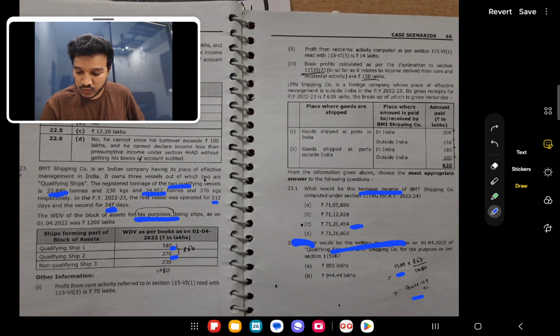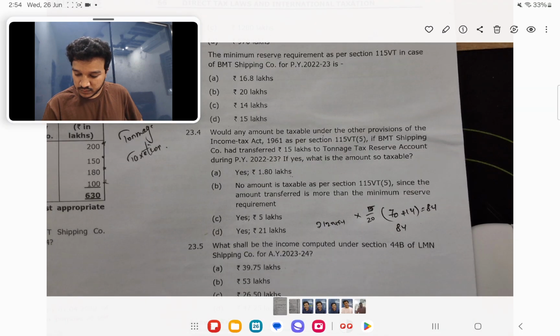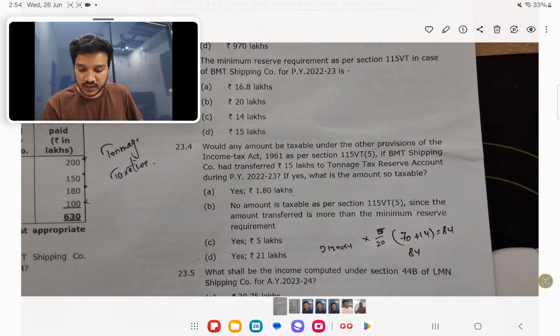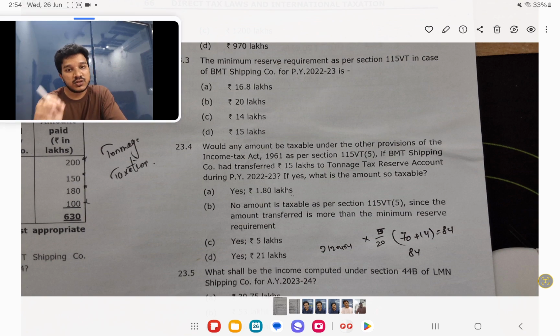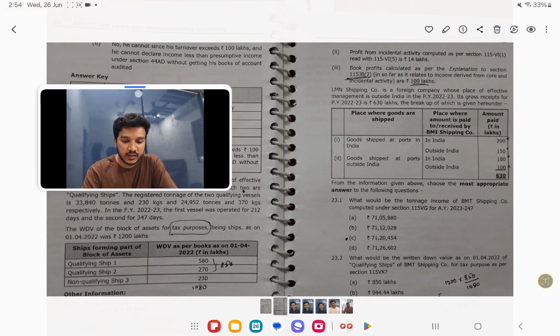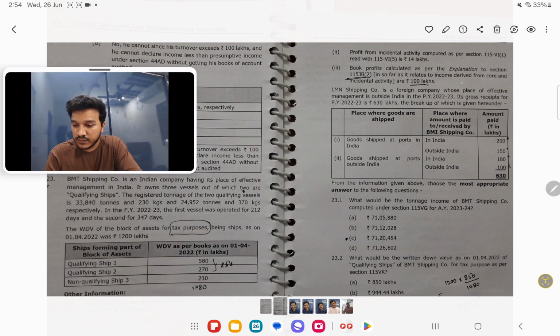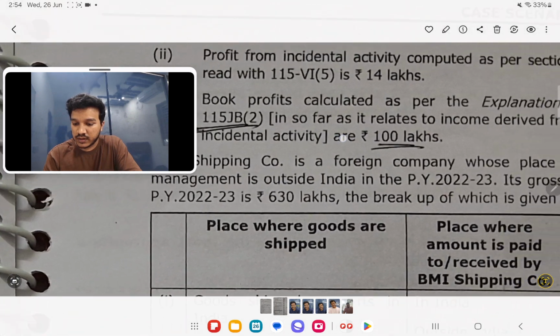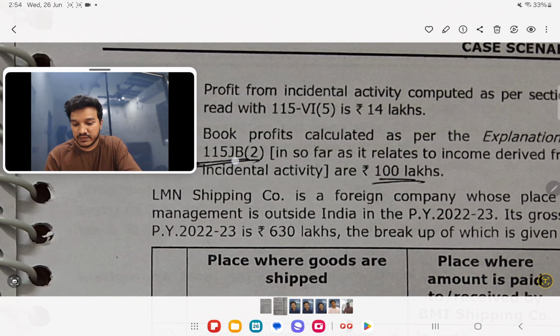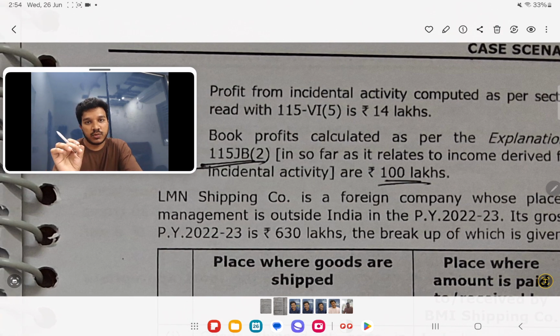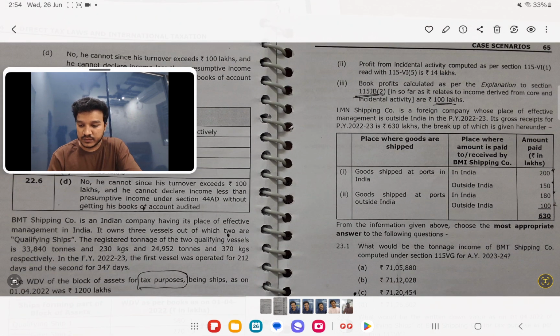Now we will go to another question. Here, the third question: the minimum requirement as per section 115VT in case of PMT shipping. What is the minimum reserve that needs to be transferred? It is 20% of the book profits. Now we will see in the question whether any book profit is given. Here they gave us book profits calculated as per the explanation in 115JB, which is 100 lakhs. So 20% of the book profits we will take and transfer to the tonnage tax reserve account, right? So what will 20% of 100 be?